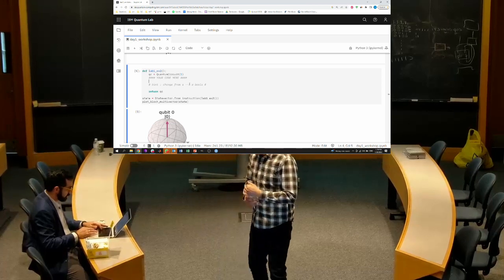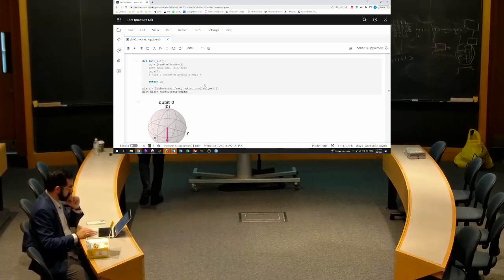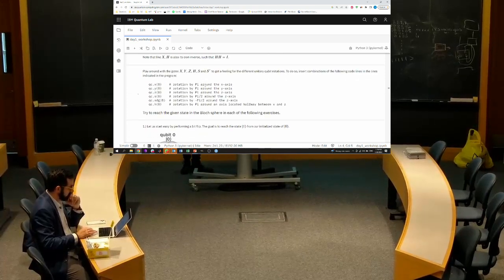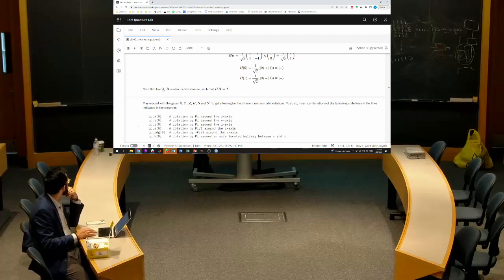You can go up again, right? And here you have all the more common gates that we will use.